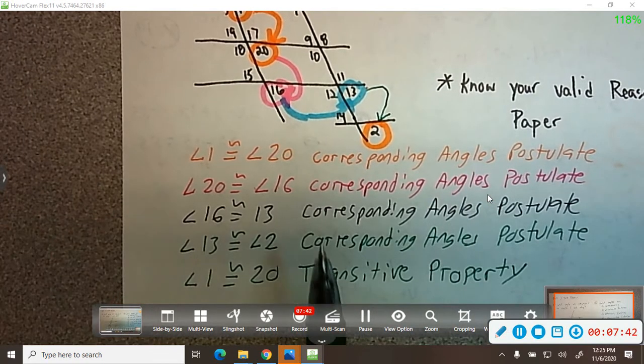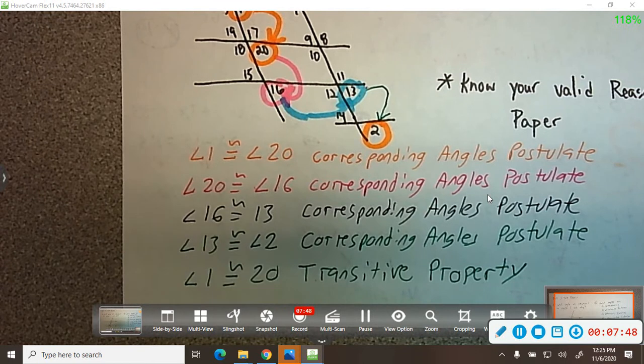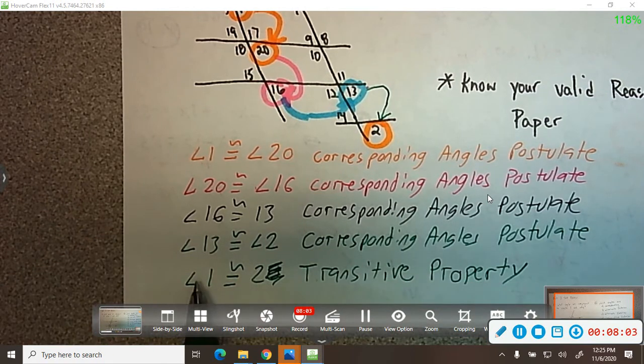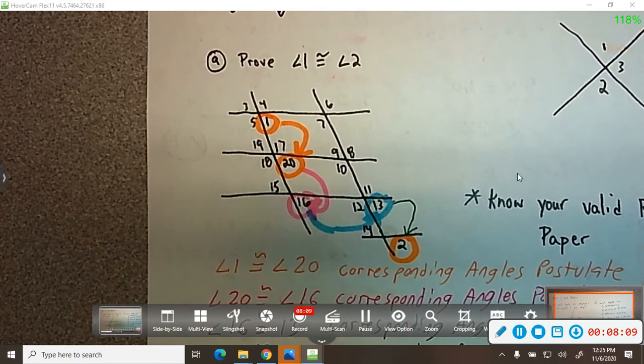You may see this word "trans." We just went over that last chapter: translate, move. So we use the transitive property multiple times. If they're all equal, then of course 1 is equal to 2. So that is the transitive property, and I just proved, I don't know where 20 came from, I'm sorry, that angle 1 is congruent to angle 2, and notice that's what they wanted me to prove.